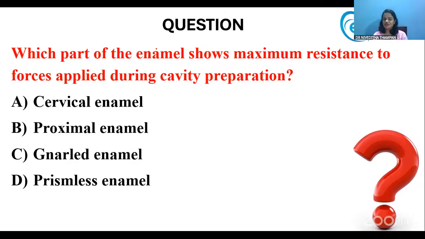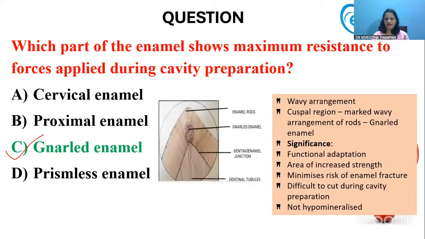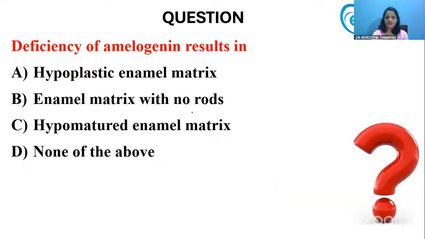We had already discussed the hardest part of the enamel. Yes, all are right. It is option C, gnarled enamel. We had already discussed the wavy arrangement, an area of increased strength. It is gnarled enamel, with minimal risk of enamel fracture. So this part of the enamel shows maximum resistance to cavity preparation.